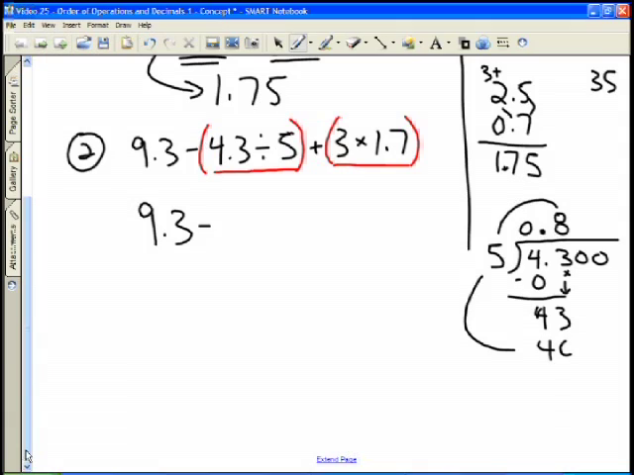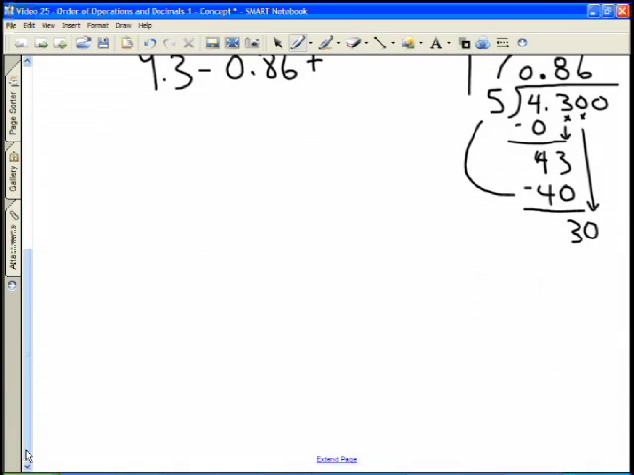8 times 5 is 40. 40 gets written underneath, and we subtract. 43 minus 40 is 3. We bring down our next number. And how many times does 5 go into 30? 5 goes into 30 6 times. So this whole bracket here of 4.3 divided by 5 is equal to 0.86. And now I need 3 times 1.7.